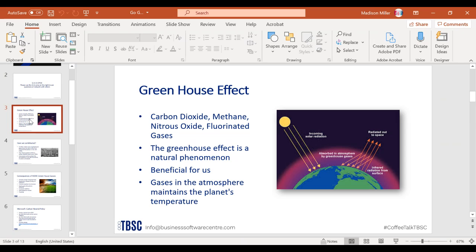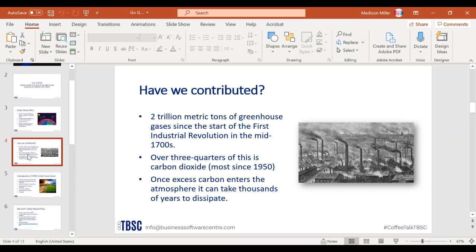However, the gases in the atmosphere are getting a bit out of control, and so I've composed this brief slide here to go over how we've contributed to increasing greenhouse gases in the environment. I found this really interesting. 2 million metric tons of greenhouse gases since the start of the first industrial revolution in the mid-1700s have been put into our atmosphere. But over 3/4 of this is carbon dioxide, most being since 1950. So I would assume this correlates a lot with the automobile and how it became more readily available within that time, and transportation increased a lot as well.